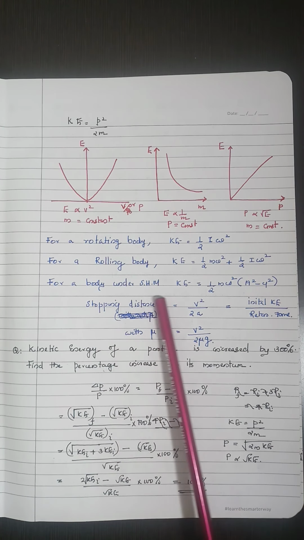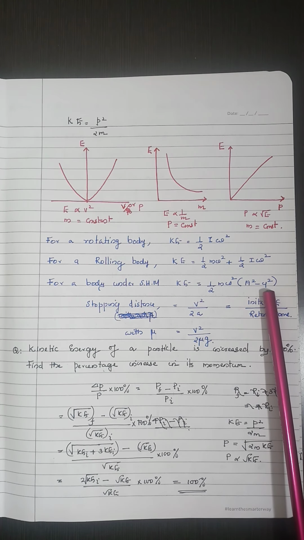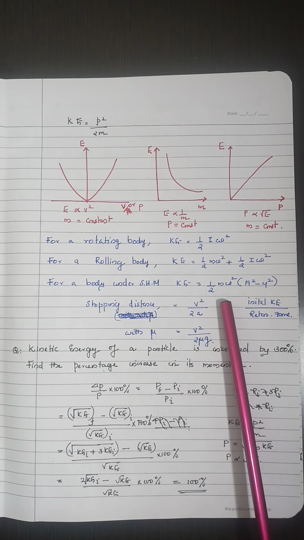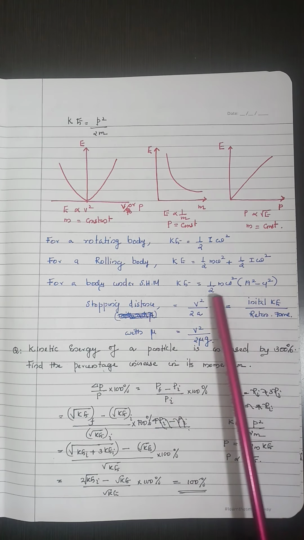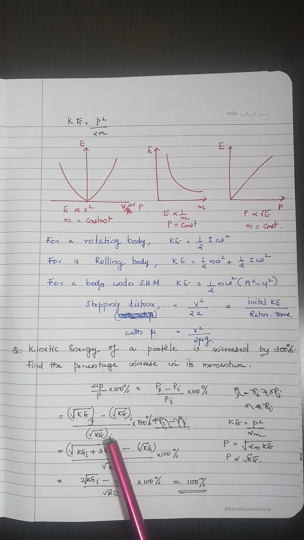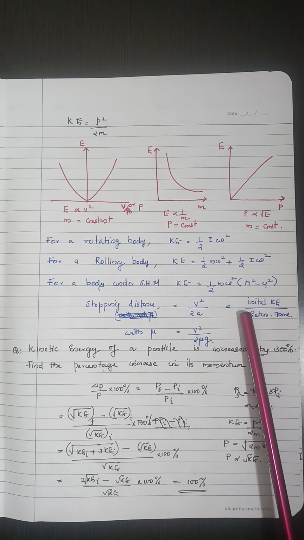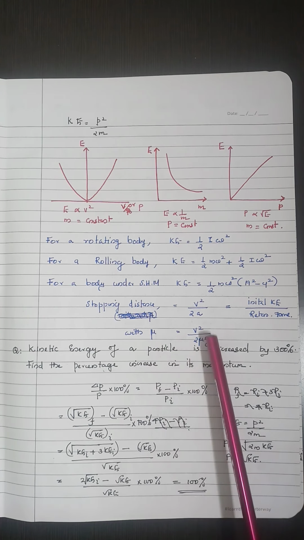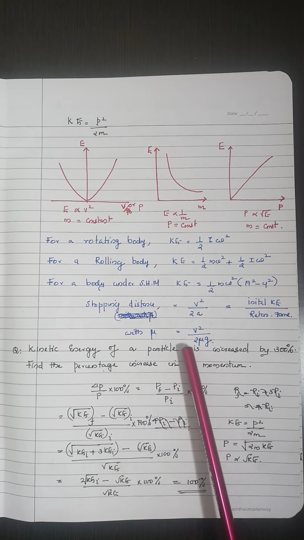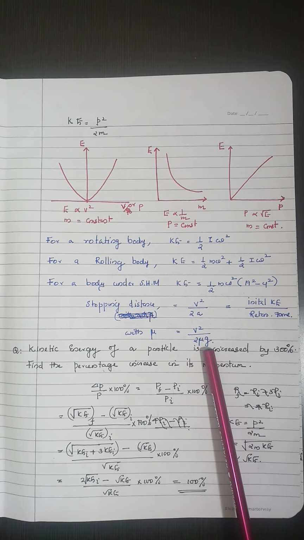For a body under SHM, after displacement y, the kinetic energy is half m omega square into a square minus y square. If y becomes 0, we get the maximum. The stopping distance is v square divided by 2a. It can be written as initial kinetic energy divided by retarding force, but with friction it is v square by 2, into, in place of acceleration, you can substitute mu g.